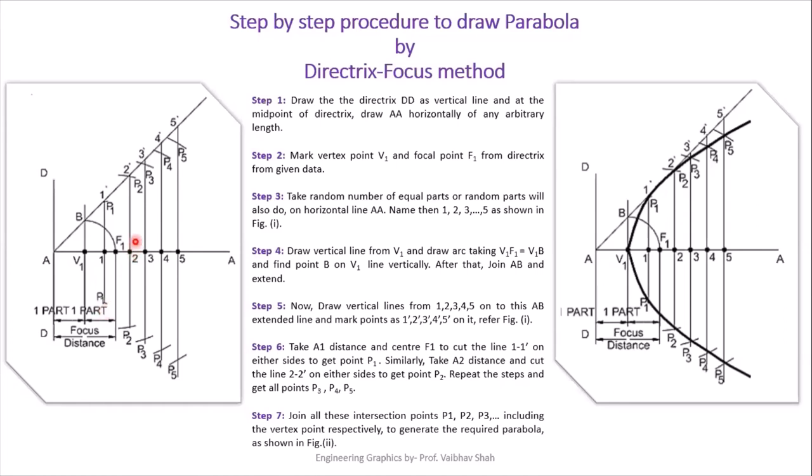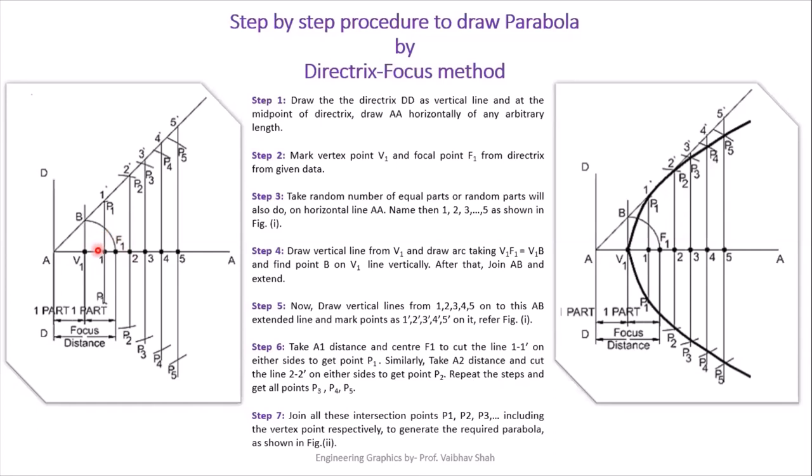Similarly, take the dimension of 2, 2' on your rounder as your radius and put your rounder at F1 and try to cut this vertical line of 2, 2' somewhere here to get point P2 in the upward direction. Similarly, on this same vertical line, cut here to get this point P2. Now, take the dimension of 3, 3' on your rounder, put your rounder once again on your focal point and cut this line 3, 3' somewhere here to get this P3 point and somewhere down here to get this P3 point.